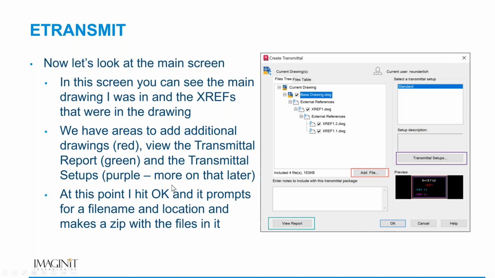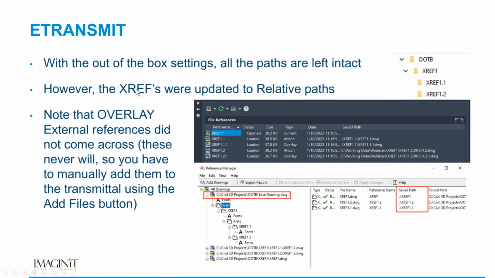and it will ask me for a location and create a zip file with the files in it. With the out-of-the-box settings, all of the paths are left intact. So here's my out-of-the-box zip, and these are where all of these things are located. All of the XREFs were updated to relative paths, so they get // instead of the full C working data webinars path, etc. And one of the big things is that overlay external references did not come across.